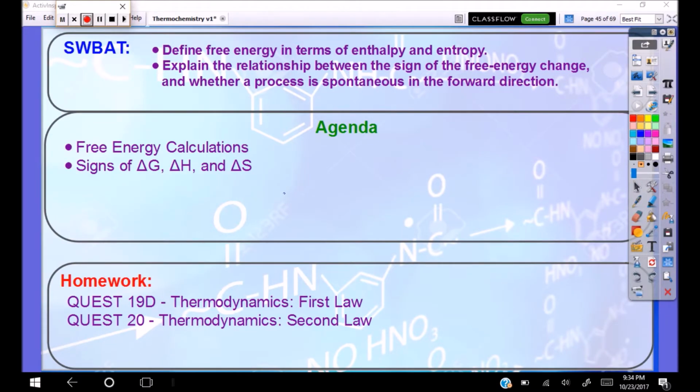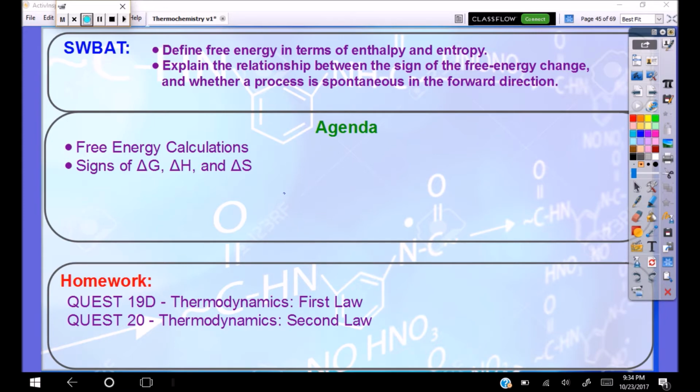All right, today we're going to continue with our discussion of entropy and enthalpy, but we're going to relate it to free energy. So we've been dancing around delta H and delta S, and now we're going to talk about delta G and how that fits in. We're going to explain the relationship between the sign of the free energy change and whether or not a process is spontaneous in the forward direction. There's going to be a lot more calculations in this one, so I'll try to keep it quick.